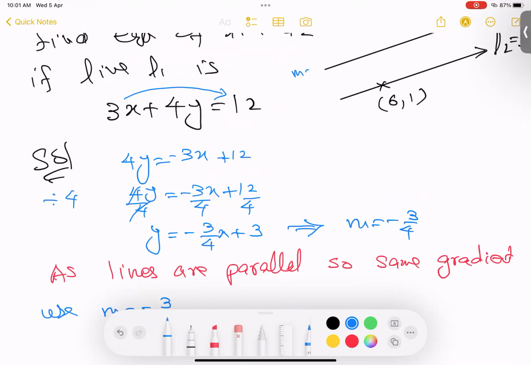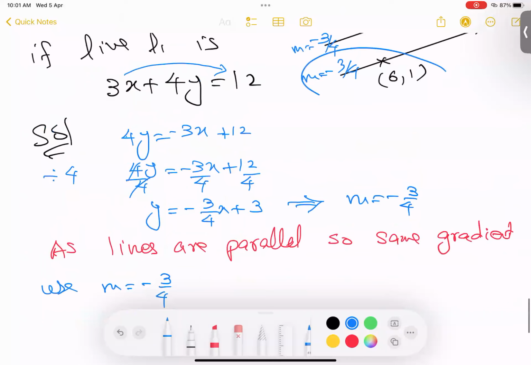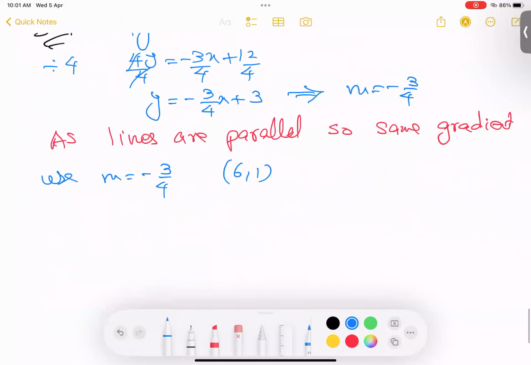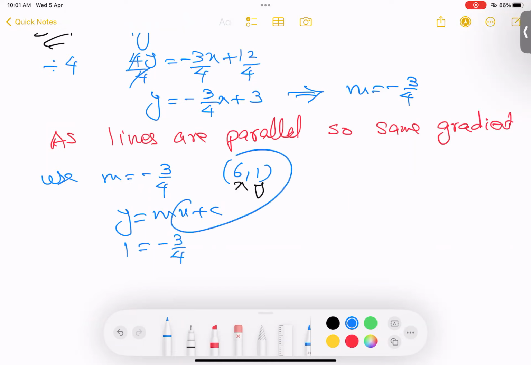So this gradient is what? Minus 3 upon 4. What is the gradient, students? Minus 3 over 4. So I will use this same gradient and this point 6, 1. And what is the formula? y equals mx plus c. Every time use this formula. For your knowledge, this is x and this is y. So I'm using it: y goes here, m value is minus 3 by 4, and x value is 6.